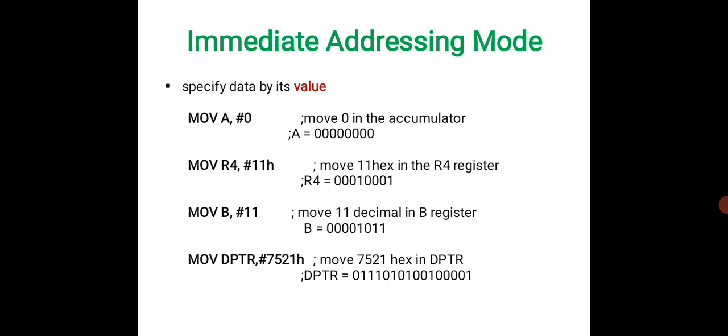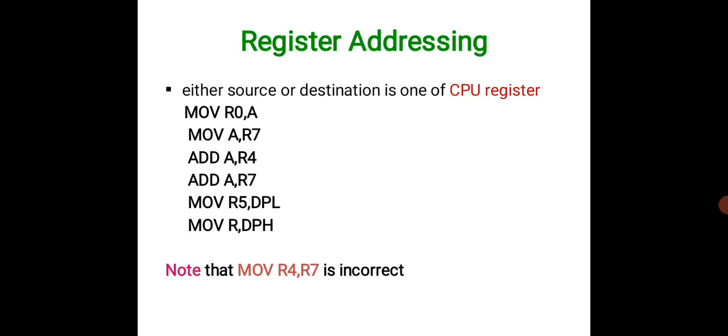A very important thing to be noted here is the hash sign. Whenever we use a hash sign, it means that we are representing an immediate value. Coming to the next addressing mode, which is register addressing mode.